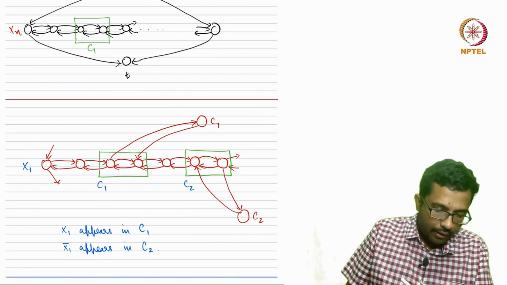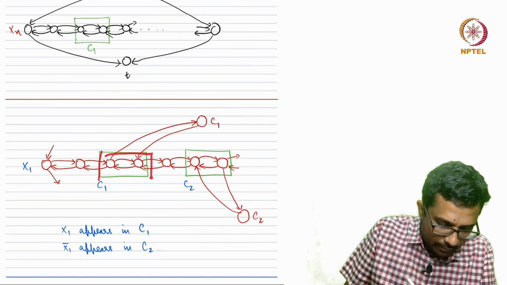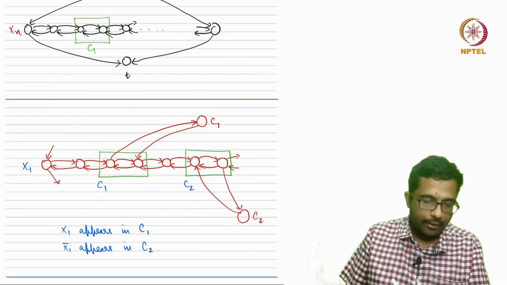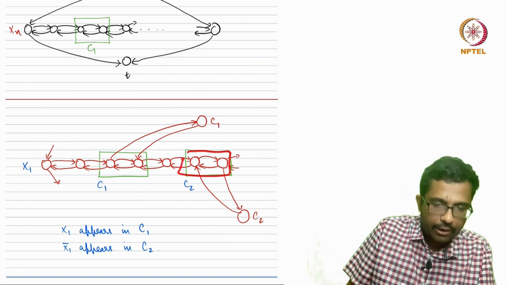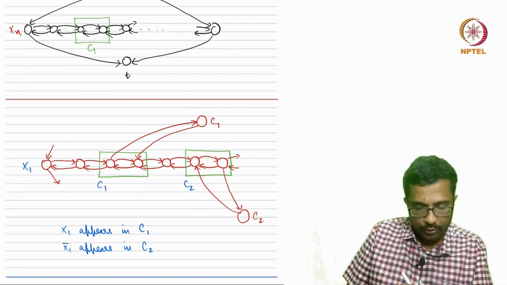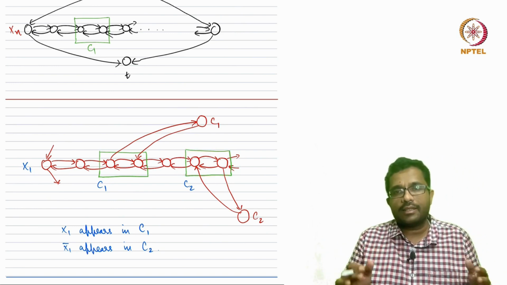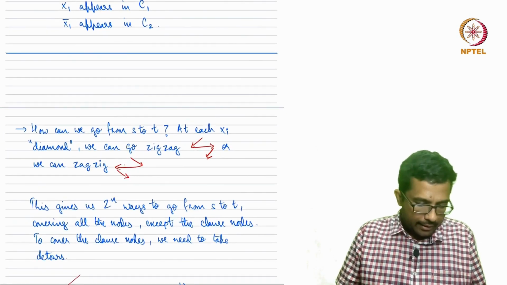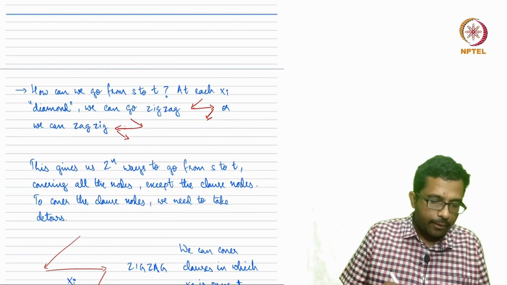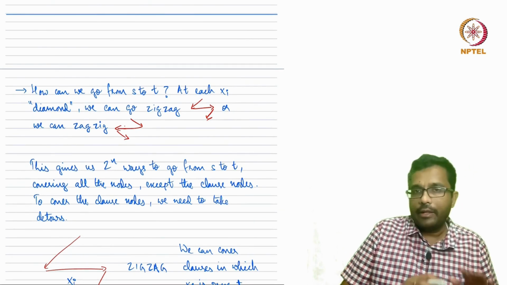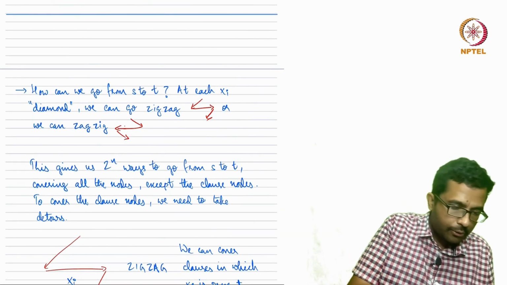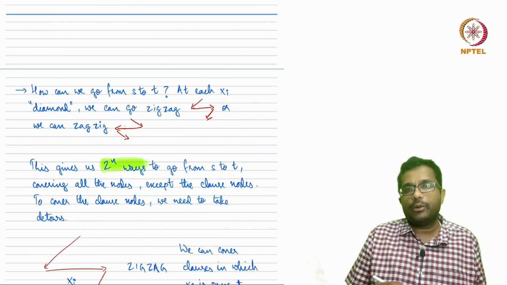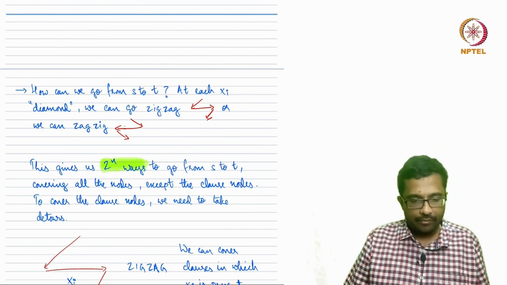From the box marked C1, we are only going to connect to C1 and nothing else, and from the box marked C2, we are only going to connect to C2 and nothing else. So that's why we have separate earmarked boxes for each clause. And this is something I already mentioned. We can go from S to T. If we ignore the clauses, there are 2 power n ways to go from S to T. Basically each diamond you can zigzag or zag.